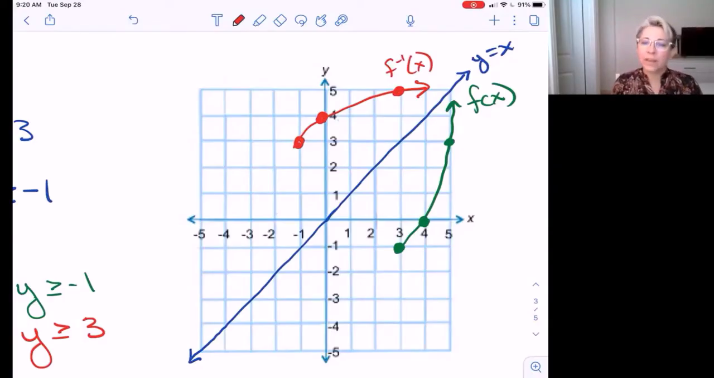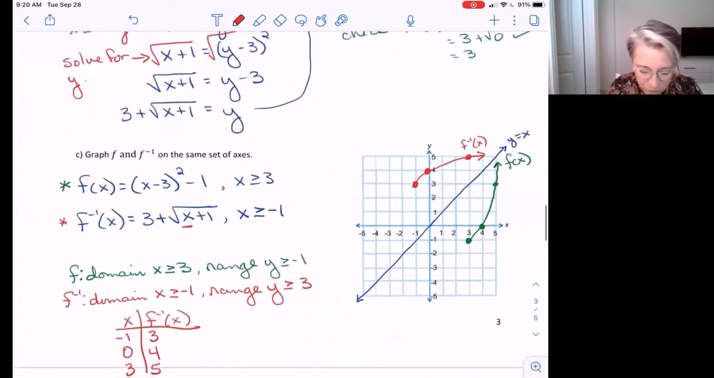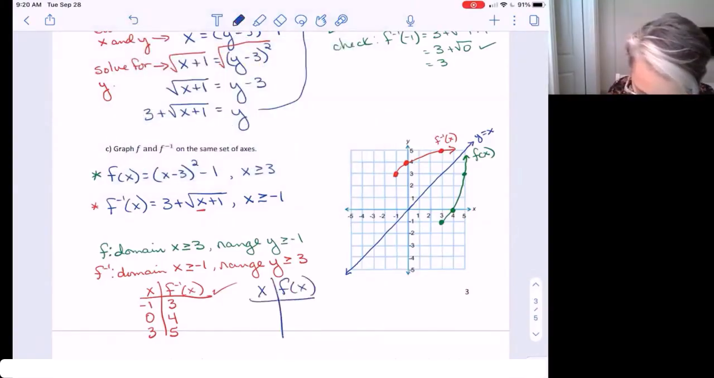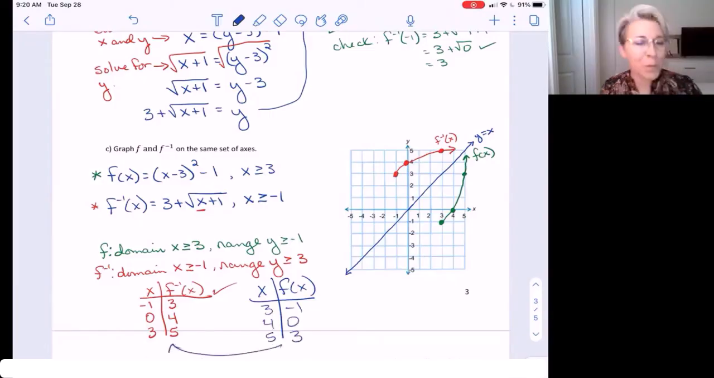So that's how we can kind of take a look at the functions. Did I have to do this table to graph f inverse? No. I could have taken the entire table, all the points of the f of x function, which was (3, -1), (4, 0), (5, 3), and I could have just switched them around. But it's always nice to verify that the function that you got does in fact give you those points back.